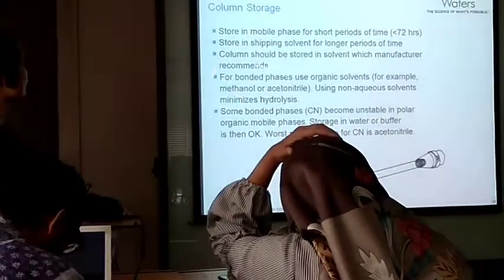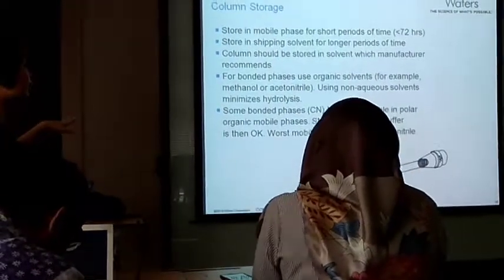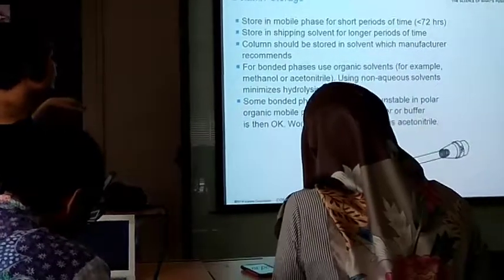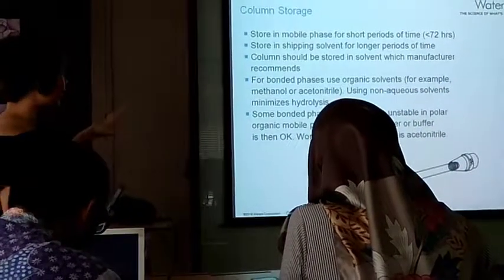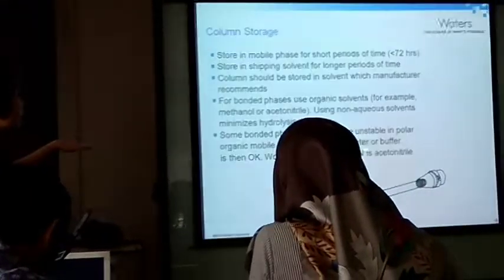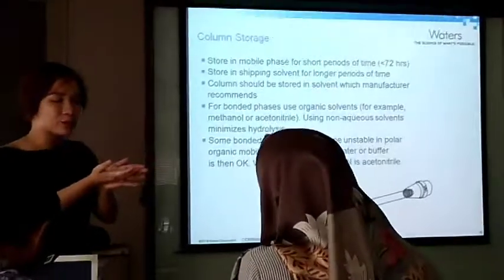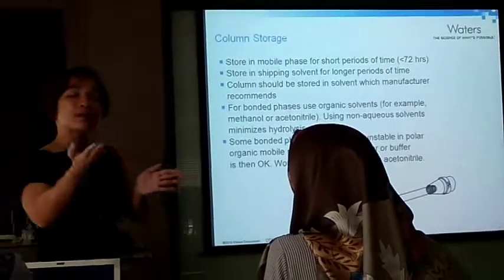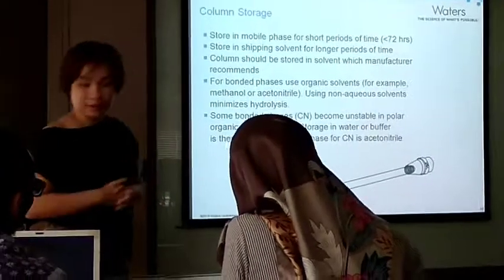For bonded phases, for example a cyano column or other special chemistry, you may not be able to store it in organic solvent, and you may need to store it in water or buffer. Chemistry like cyano actually deteriorates very fast in ACN. So in this case, you may need to store it in water or buffer. That's why you should always look at the shipping solvent, because we will not ship the column in a solvent that deteriorates it very fast. So the shipping solvent should be the best solvent to store your column.